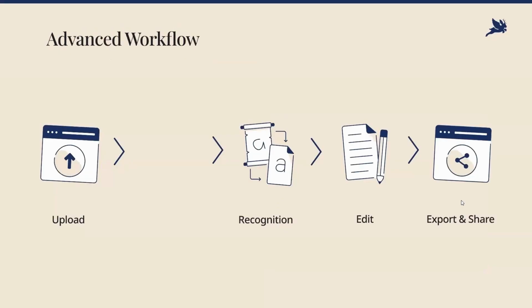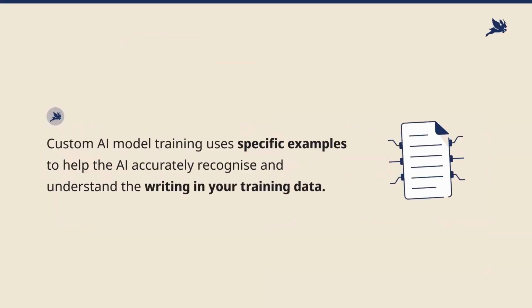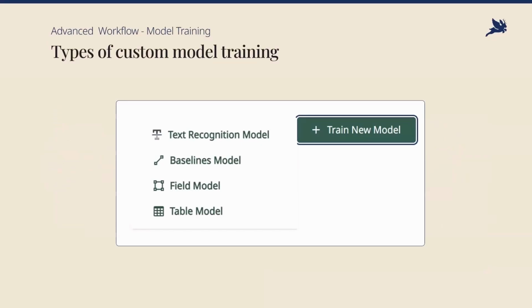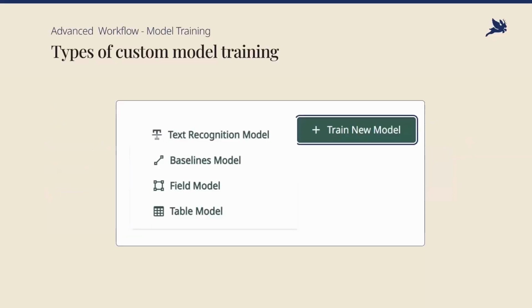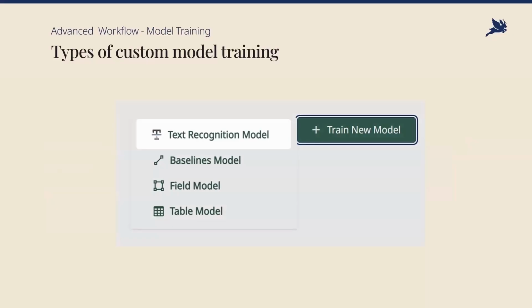What does that mean? That means that we have an additional step in the workflow where we first need to create this custom model, which is the model training. The custom AI model training uses specific examples to help the Transkribus AI to accurately recognize and understand the writing in your training data. And these specific examples are called ground truth. So this is what you need to prepare. With the model training, we have different types of model training. We have the text recognition model training, but also layout model trainings. I will now explain the text recognition model training.